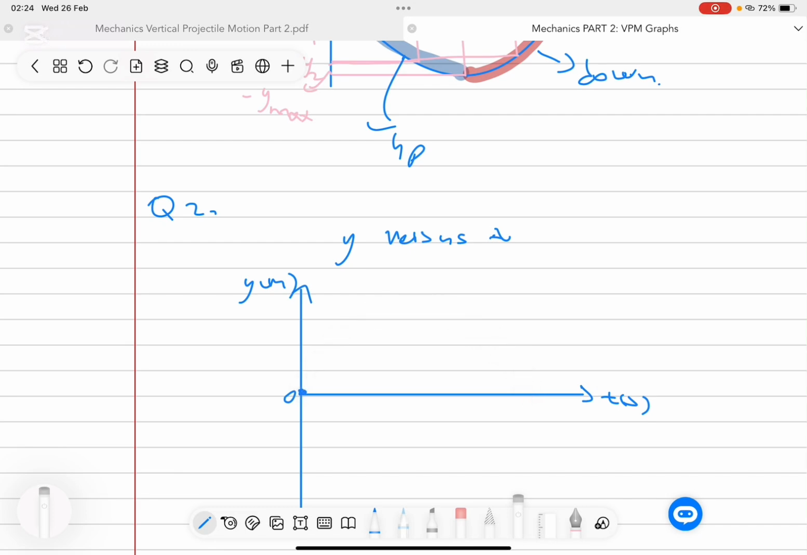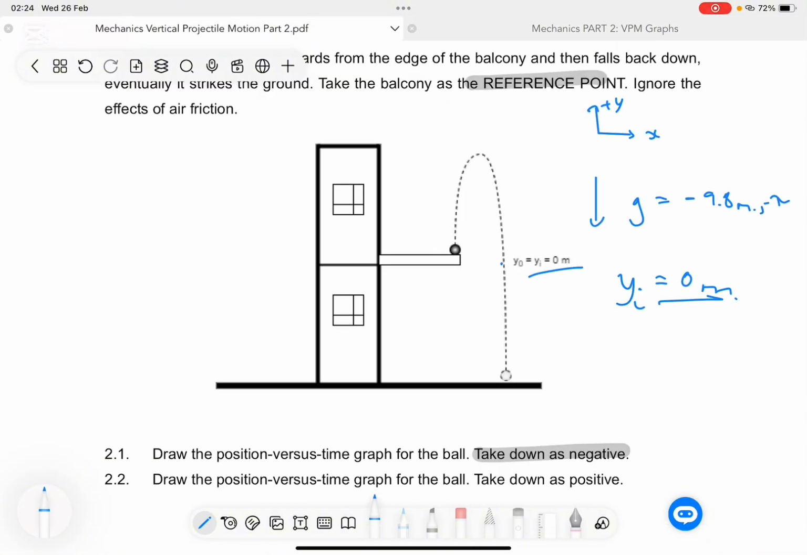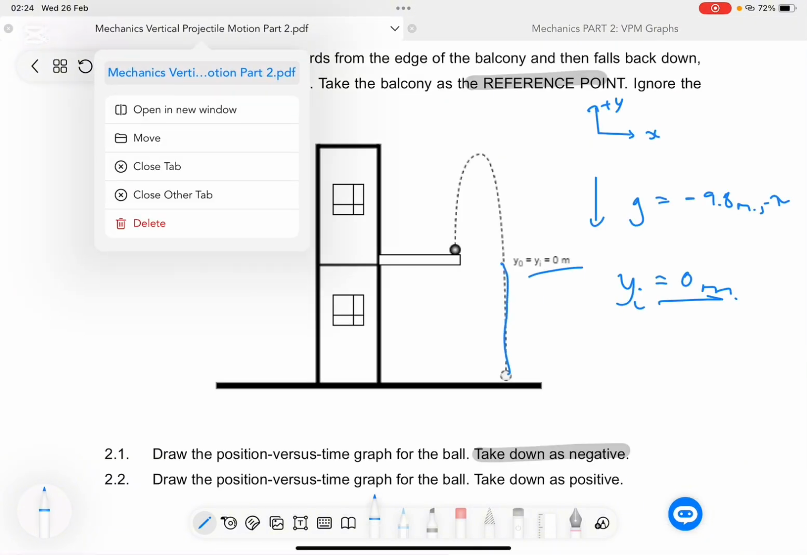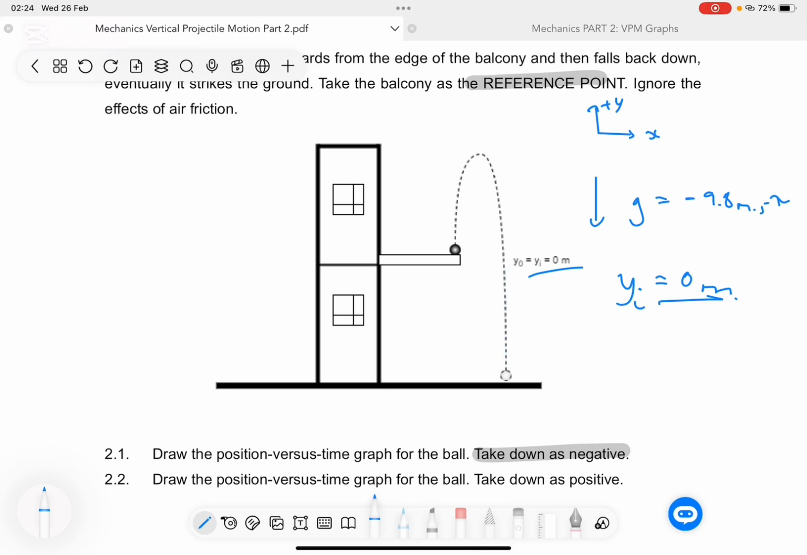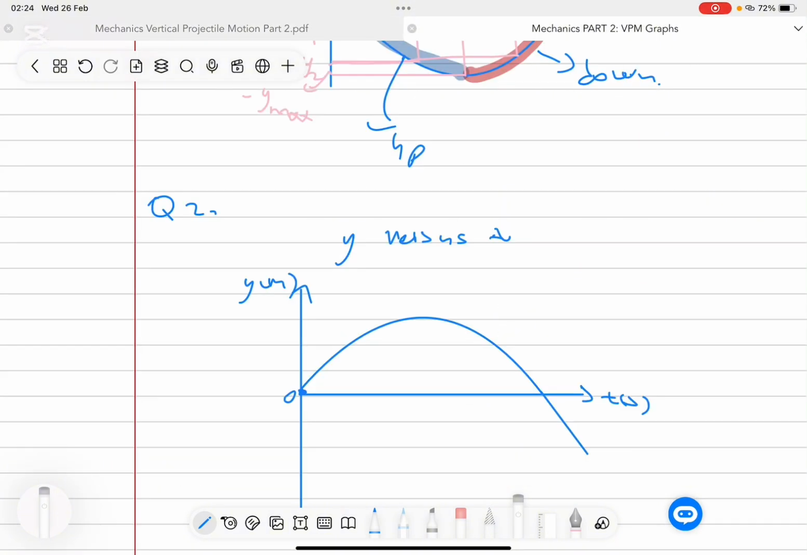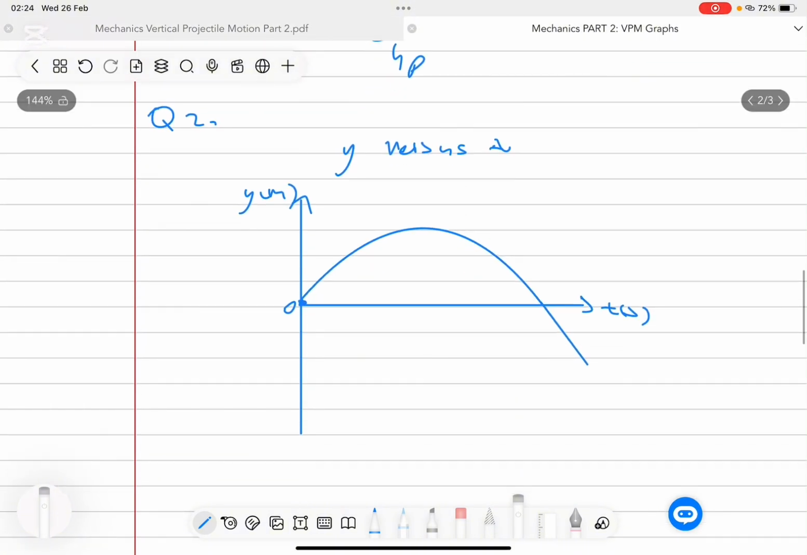Now this graph will move from here at 0 where we start and goes like that until it comes back, but it will continue past the reference point, because when it gets to the reference point here, it then goes in the negative direction, as I have explained here, that when the projectile gets to this point, it then occupies negative positions here until it gets to the ground.